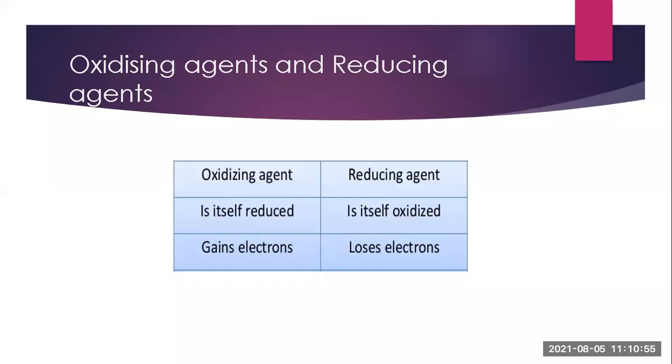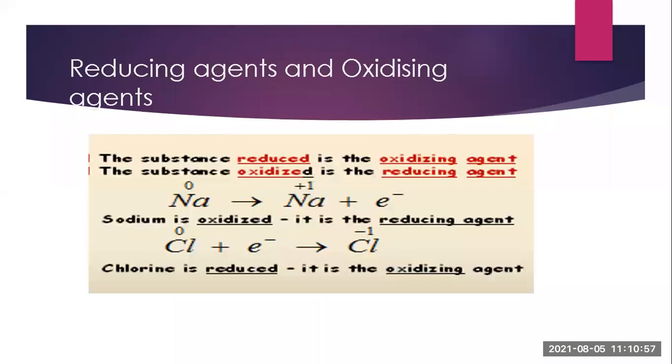So here the reducing agent and oxidizing agent are given. The substance reduced is the oxidizing agent and the substance which is oxidized is the reducing agent. So the oxidizing agent and reducing agent are totally reversed from their work. The oxidizing agent itself undergoes reduction and the reducing agent itself undergoes oxidation.